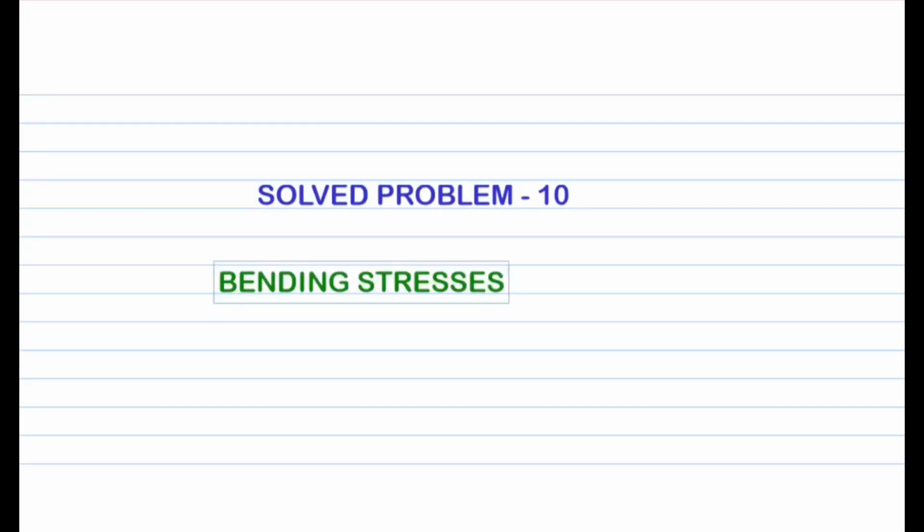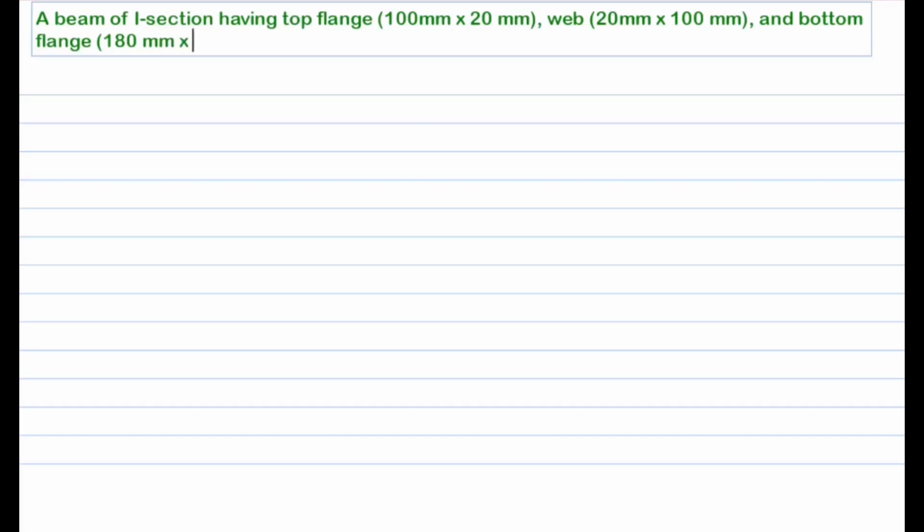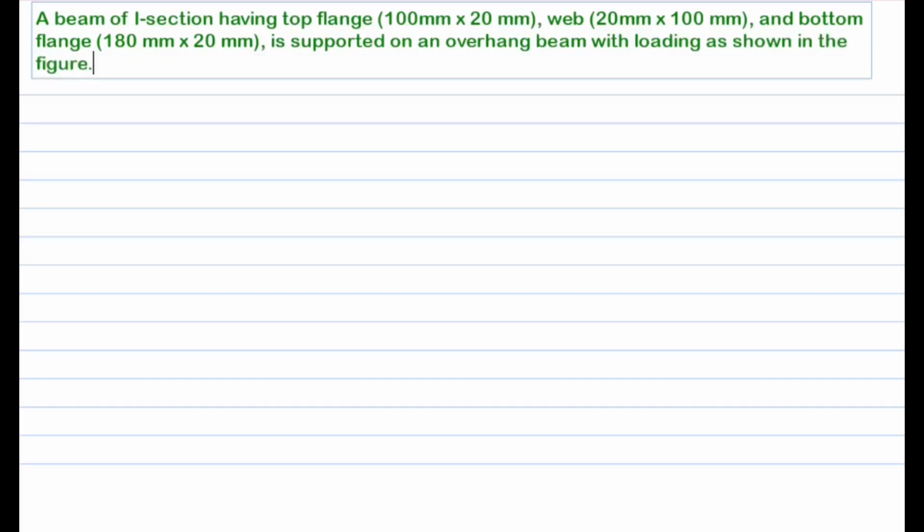Welcome. In this lecture, we shall solve the last of the problems based on bending stresses in beams. The problem is given as a beam of I section having top flange 100 mm by 20 mm, web 20 mm by 100 mm, and bottom flange 180 mm by 20 mm is supported on an overhang beam with loading as shown in the figure.